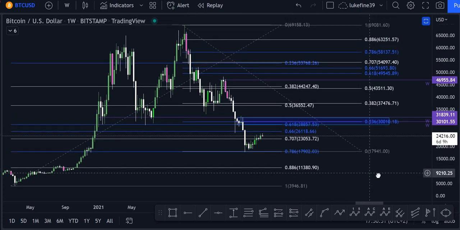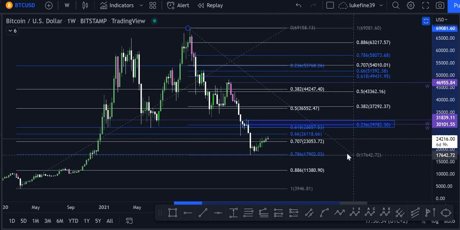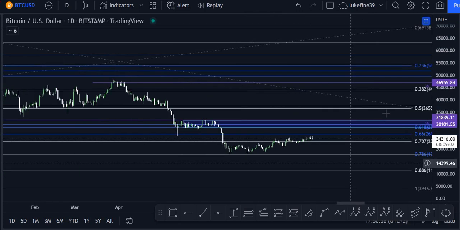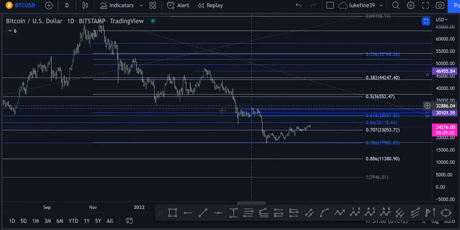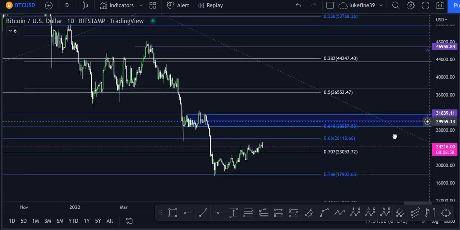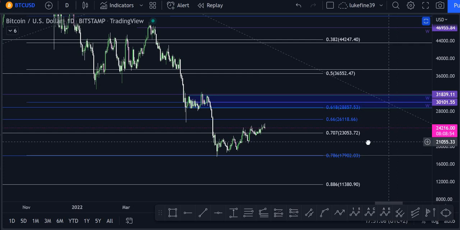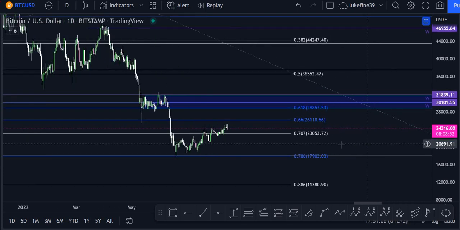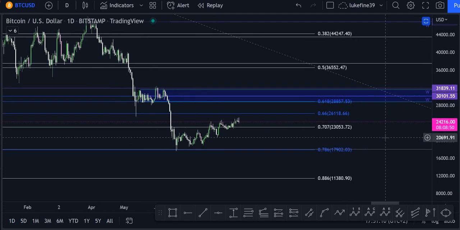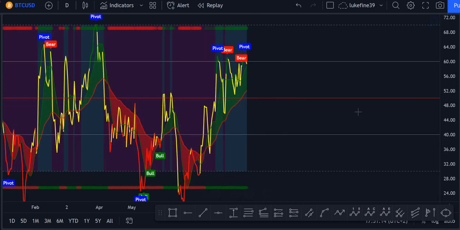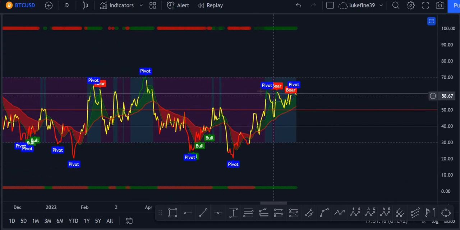So knowing that on the weekly, let's go down to the daily. Now we know this is a key zone if we can reach there. Now let's check some other lagging indicators such as RSI. And RSI on the daily we see is making pivots and bearish divergences slowly.